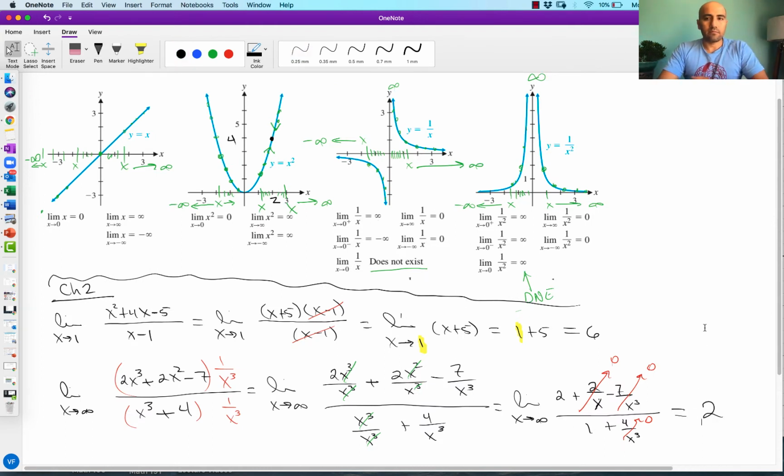Okay, I know I'm going really quickly through it, but I'm just refreshing your memory on some of the stuff we did in Chapter 2. If you don't remember some of this, then go back and watch those videos from Chapter 2. Okay, so if we graph these equations, we can confirm that our limit is valid. So in this case, let's graph it and show that the graph confirms that the limit as x approaches 1 equals 6.